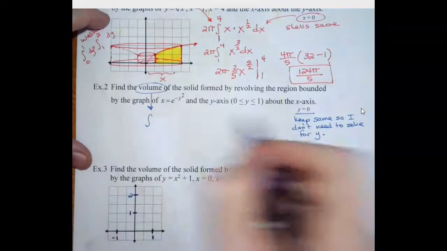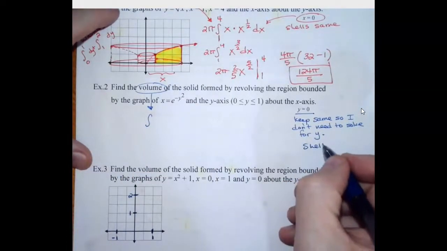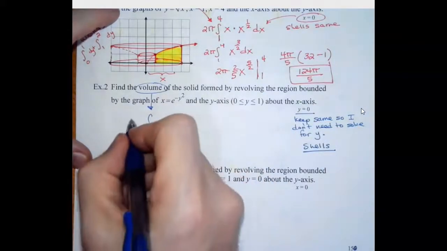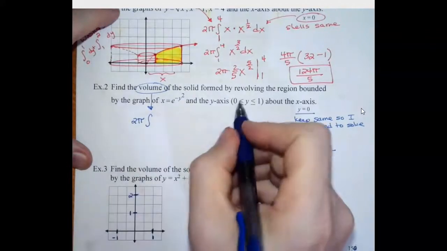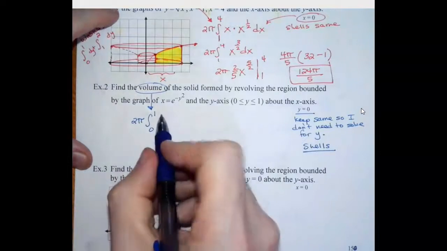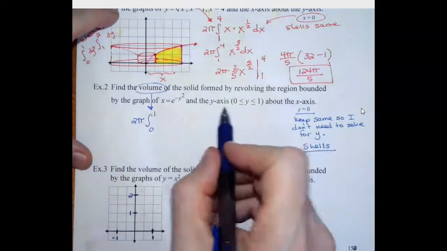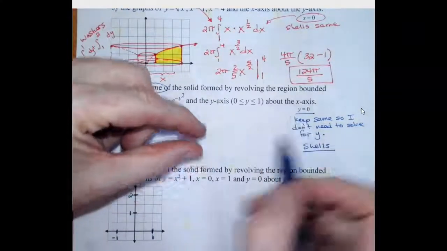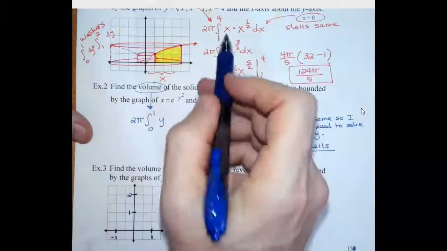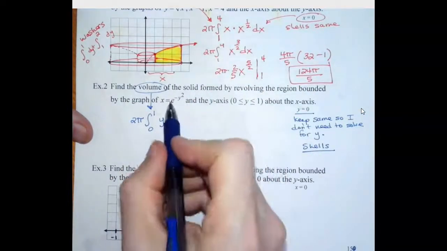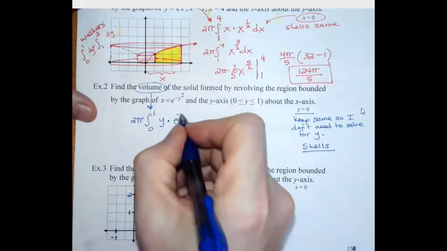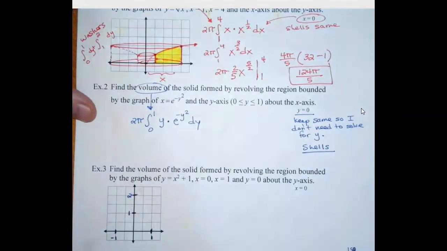So now I've decided on shells. I want to use shells because I want to keep it dy. As soon as I decided that, this is going to be 2 pi. I'm on y, so I'm going from 0 to 1 on y. The distance from the axis of revolution, the distance from the x-axis, is just going to be y. Most of the time it's going to be x, actually. And then the height is going to be this function right here. So that's going to be e to the negative y squared, and then it's dy over there.